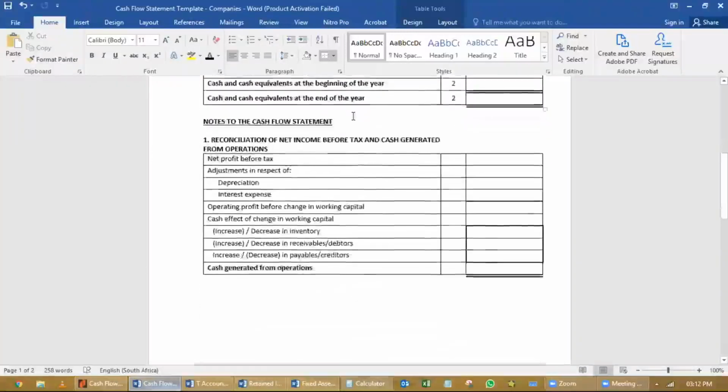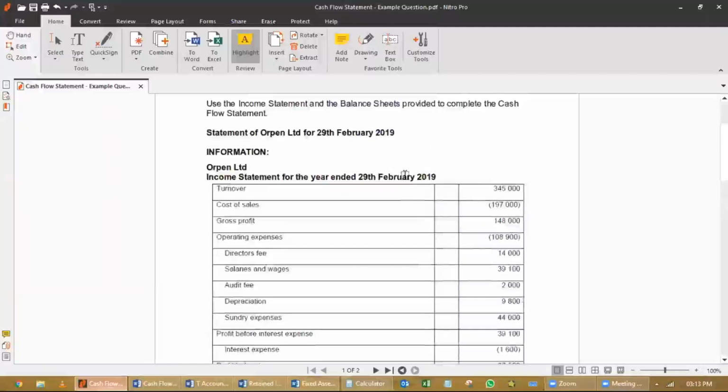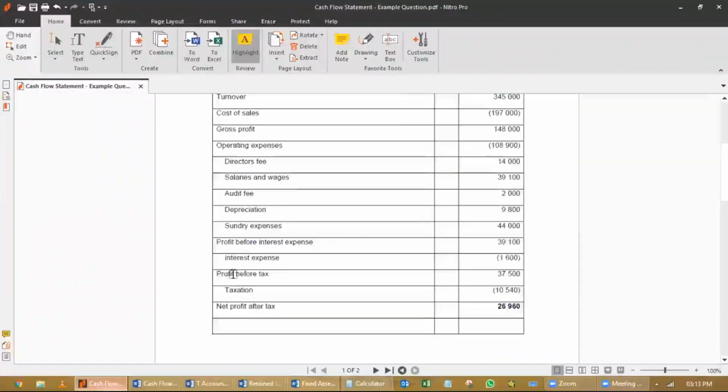Alright, so let's move on to note number 1. Note number 1 is your cash generated from operations note. So here's what the note looks like. Let's start at the beginning. It says here, what is my net profit before tax? Where do we find the net profit amount? Correct, that's in the income statement. So I go to my income statement and I look, what is my net profit before tax? 37,500 Rand. Do you agree?